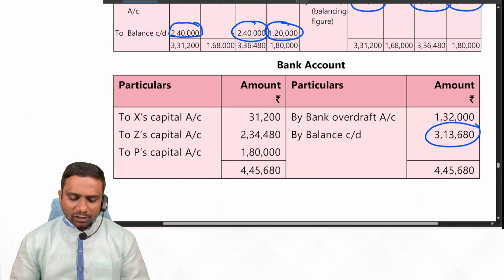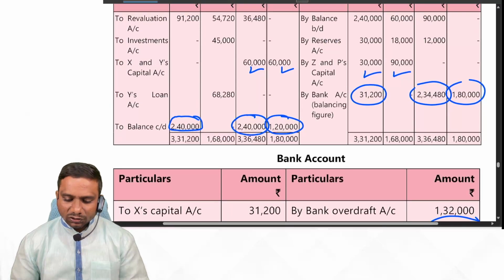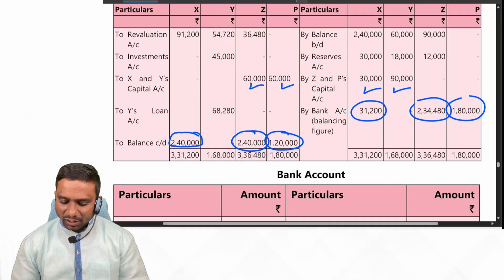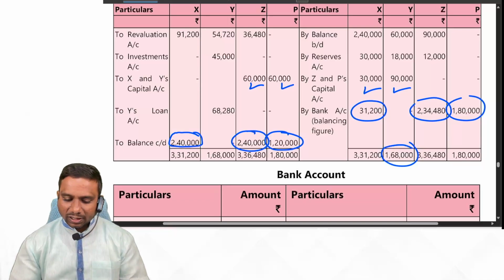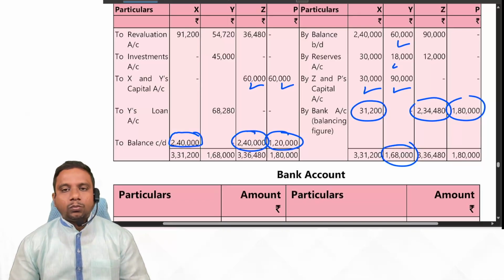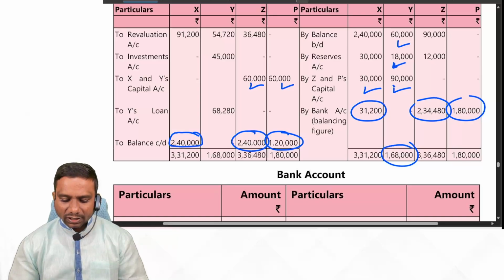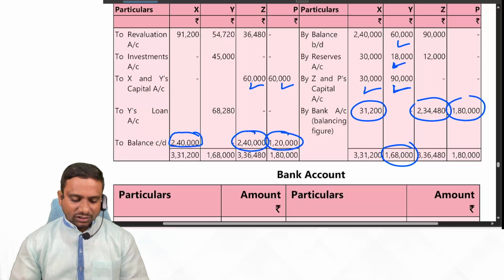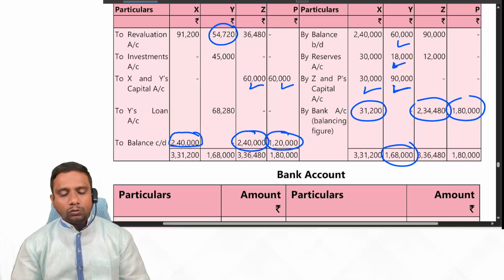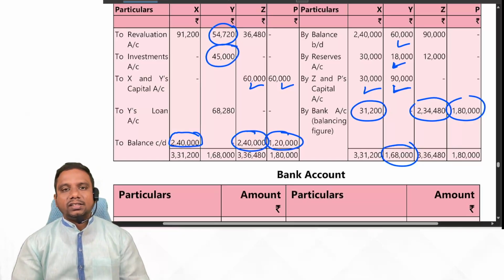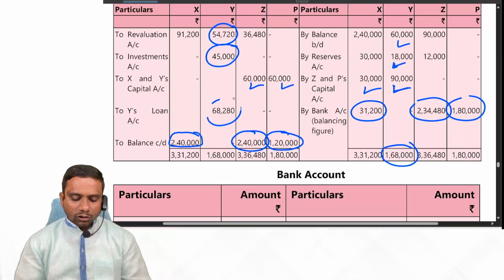So to know the final outstanding of Y's account: total 1,68,000 rupees, 50,000 capital, reserve profit 18,000 and reserve 18,000 and goodwill share 90,000. Total 1,60,000. Now for that revaluation loss he has to bear 4,720 and investment he is taking at 75. What is the final amount due? 68,000.